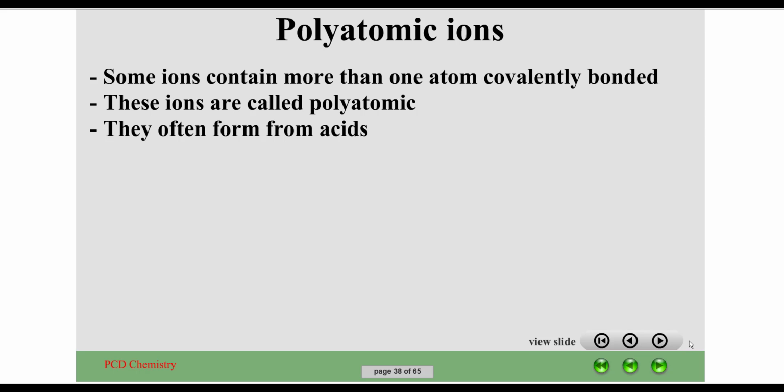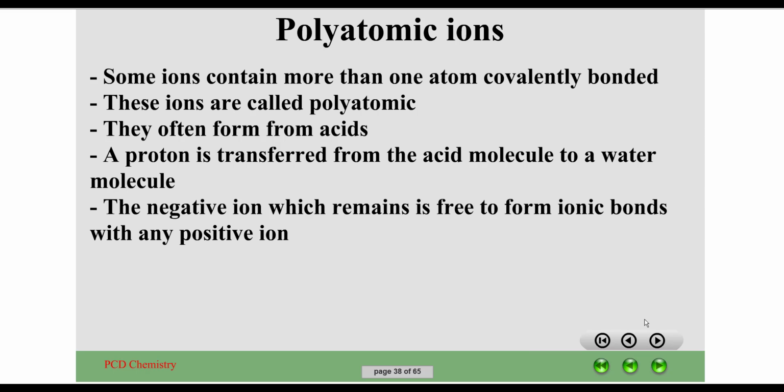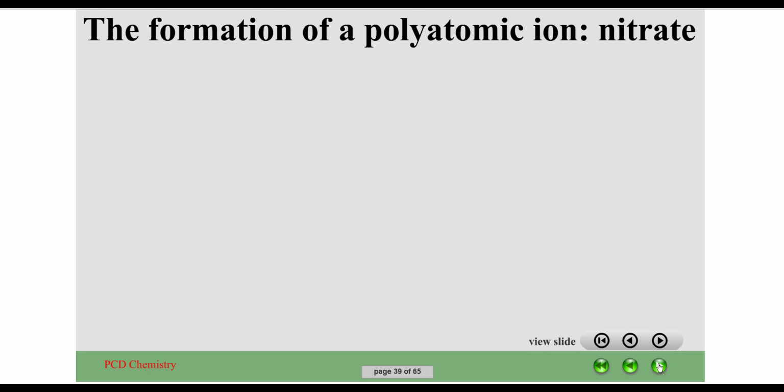They often are formed from acids, and I'm going to show you an animation of that in a second. And when that's the case, a proton is transferred from the acid molecule to a water molecule, leaving behind this substance, which is this polyatomic ion. The negative ion which remains is free then to form ionic bonds with any positive ion, just like any other anion. So let's have a look at the formation of one of these, nitrate.